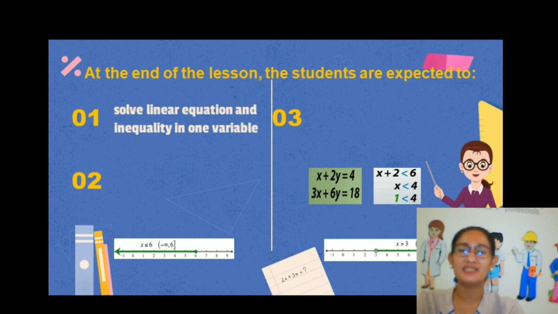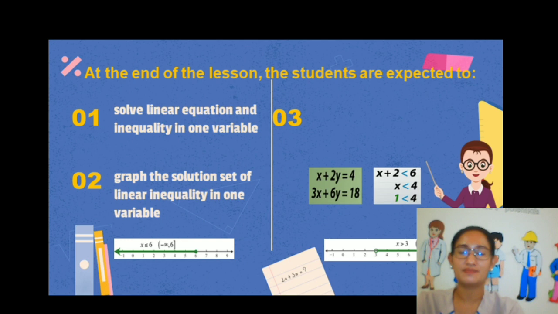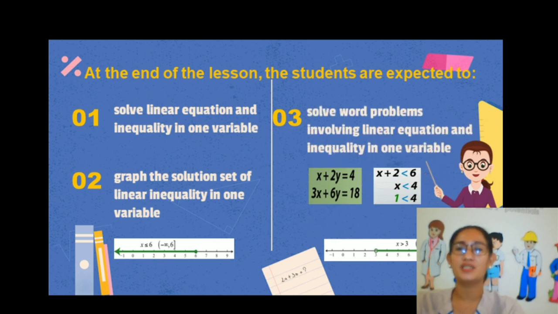At the end of the lesson, the students are expected to solve linear equation and inequality in one variable, graph the solution set of linear inequality in one variable, and solve problems involving linear equation and inequality in one variable.